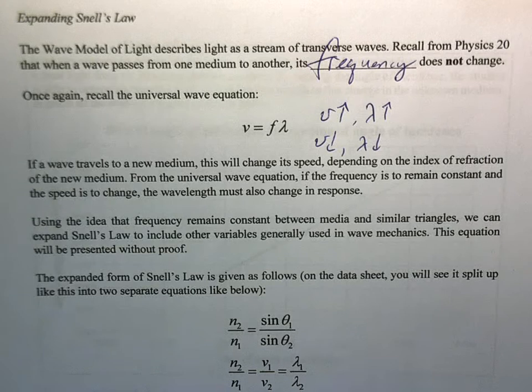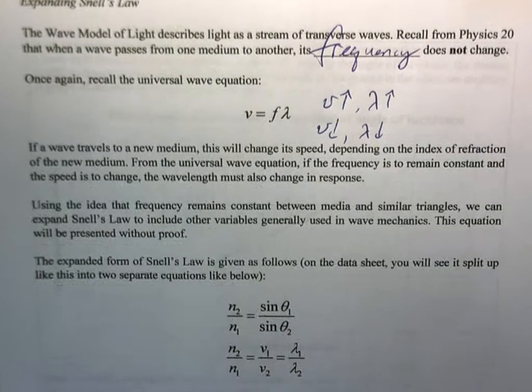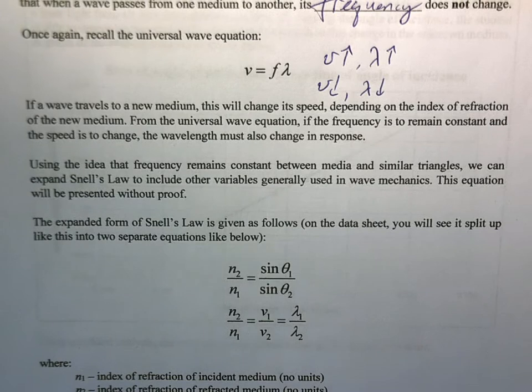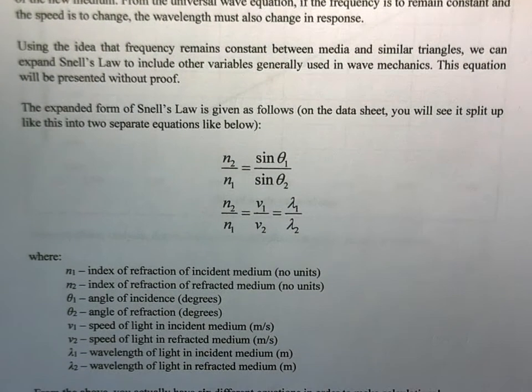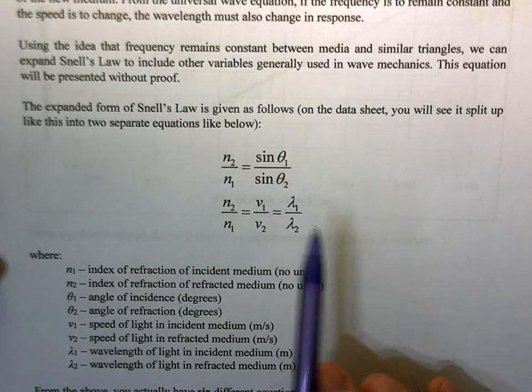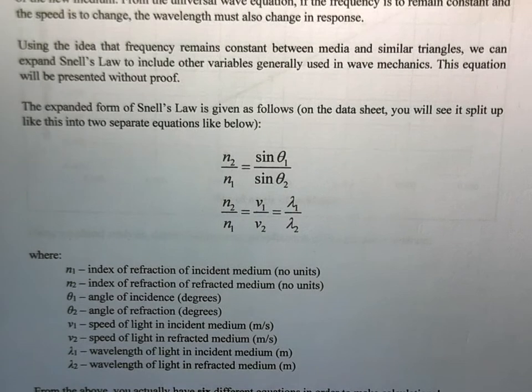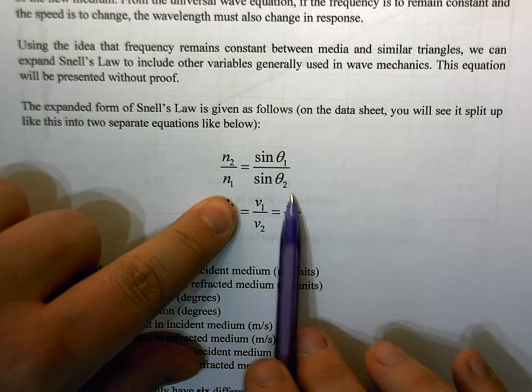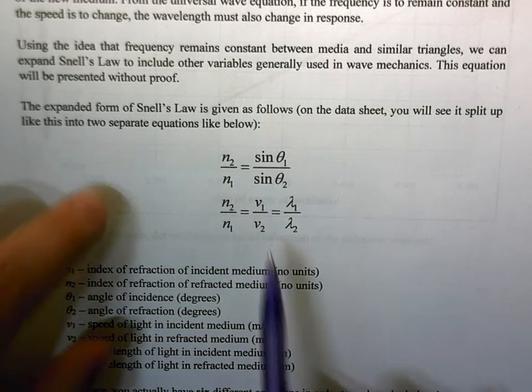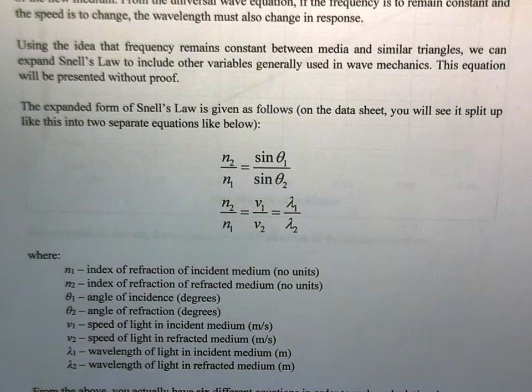Now, there's some geometry and some nice proofs on this. Again, in years past, I've done this to kind of highlight it to students. I found they didn't really care about it. So I'm just going to present without proof kind of an expanded form of Snell's law. On the data sheet, you'll see it split up into two equations. So we have this n2 over n1 equals sine theta 1 over sine theta 2 that we've already seen. But we also have this n2 over n1 is equal to v1 over v2 equals lambda 1 over lambda 2. Now keep in mind, we could also say that sine theta 1 over sine theta 2 equals these two parts. Basically, in these two equations, we can actually make 6 different equations out of them.